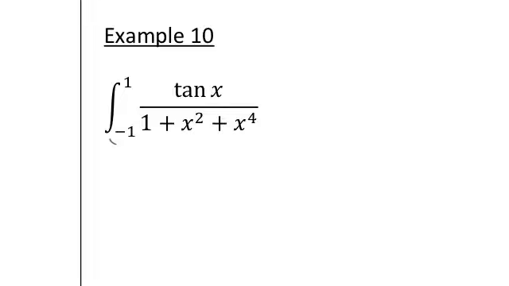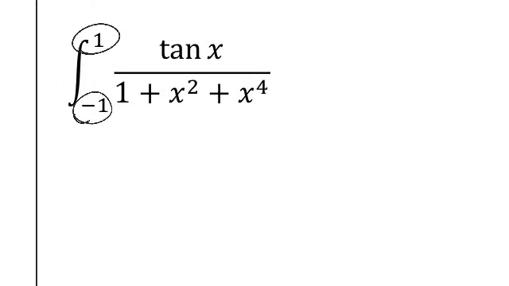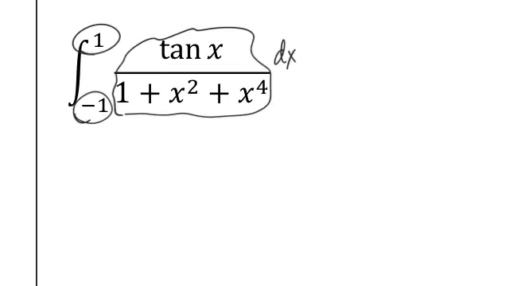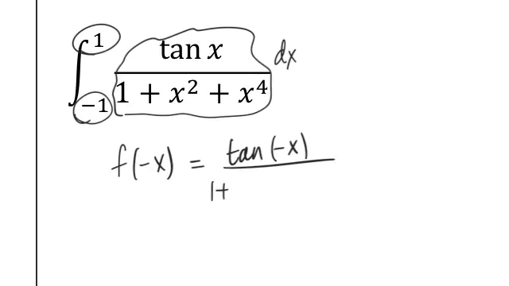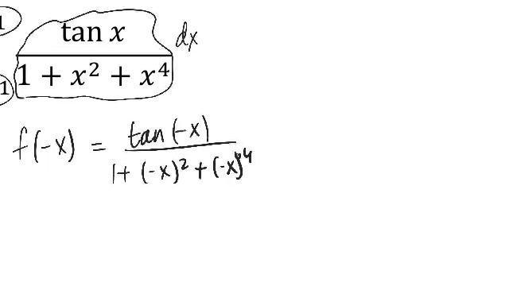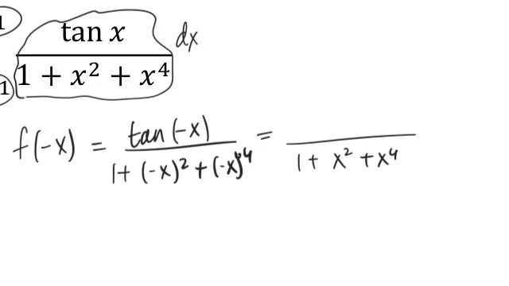This one right here, again, look at these limits, they're symmetric around 0. And you look at this thing in here and I have no idea how to find an antiderivative of that or to graph a shape for that. So I'm going to think about symmetry, and let me try f of negative x. F of negative x is tangent of negative x over 1 plus negative x squared plus negative x to the 4th. The bottom piece is just going to be 1 plus x squared plus x to the 4th, and on top, tangent of negative x is negative tangent of x.